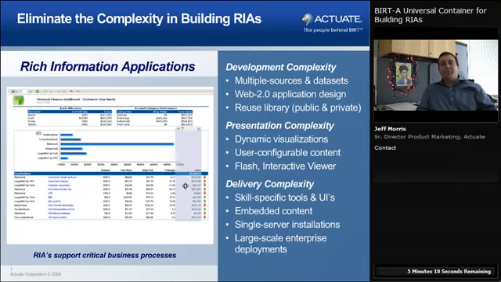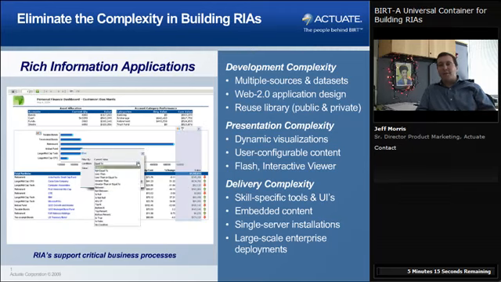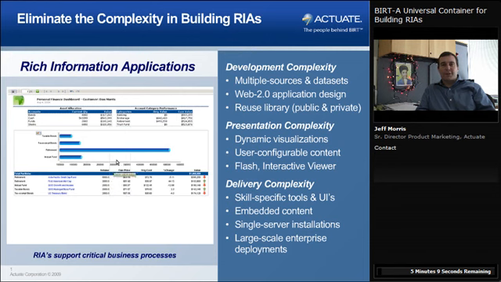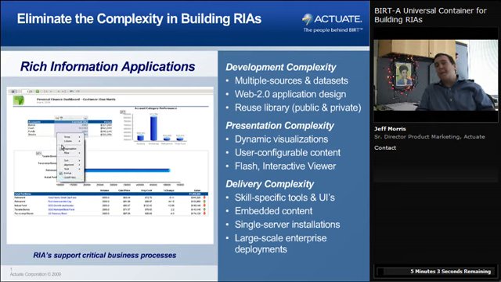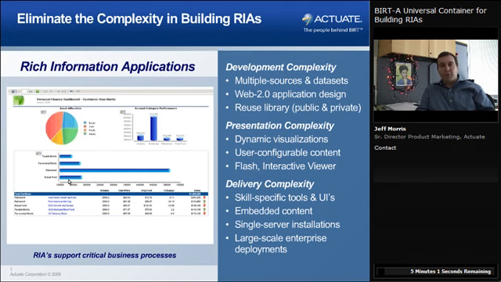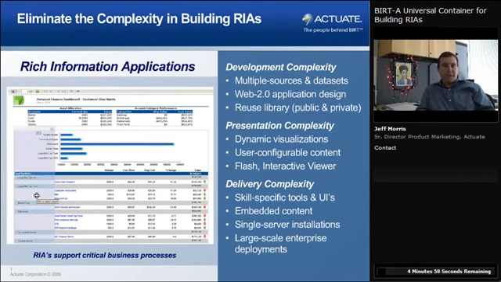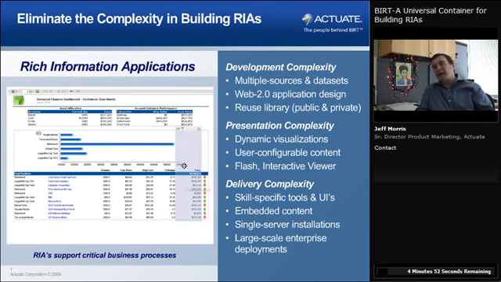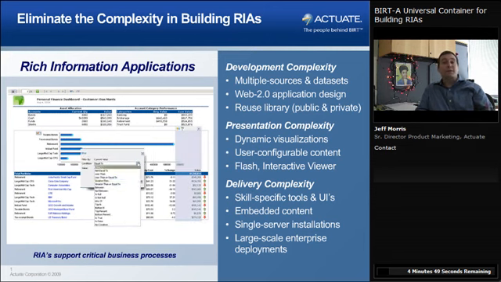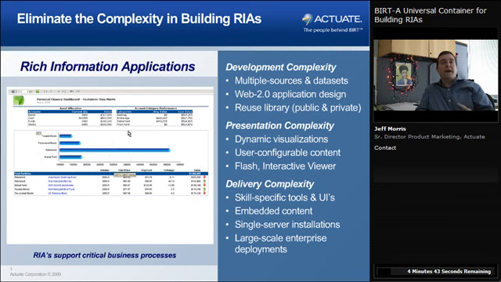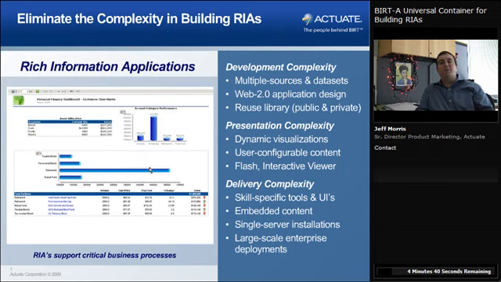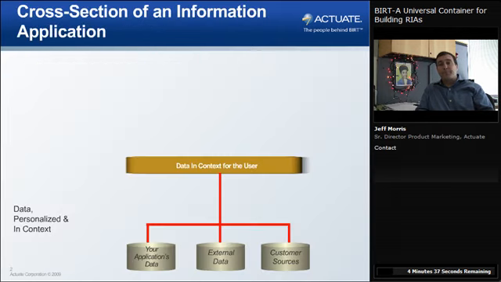I'm going to talk about how to use BIRT and Actuate to eliminate the complexities in building rich information applications. There's basically three areas of complexity. There's development complexity. How am I going to gather my data, and then what am I going to do with it? There's presentation complexity. How am I going to make this information compelling for my users? And then finally, there's deployment complexity. Where am I going to put the application, and to whom am I going to deliver it? It can go inside the firewall, it can go outside the firewall to tens of thousands of users. So these complexities are very difficult to handle, but what I want to do is use the Actuate BIRT environment to eliminate each one of these. So I'm going to show you how.